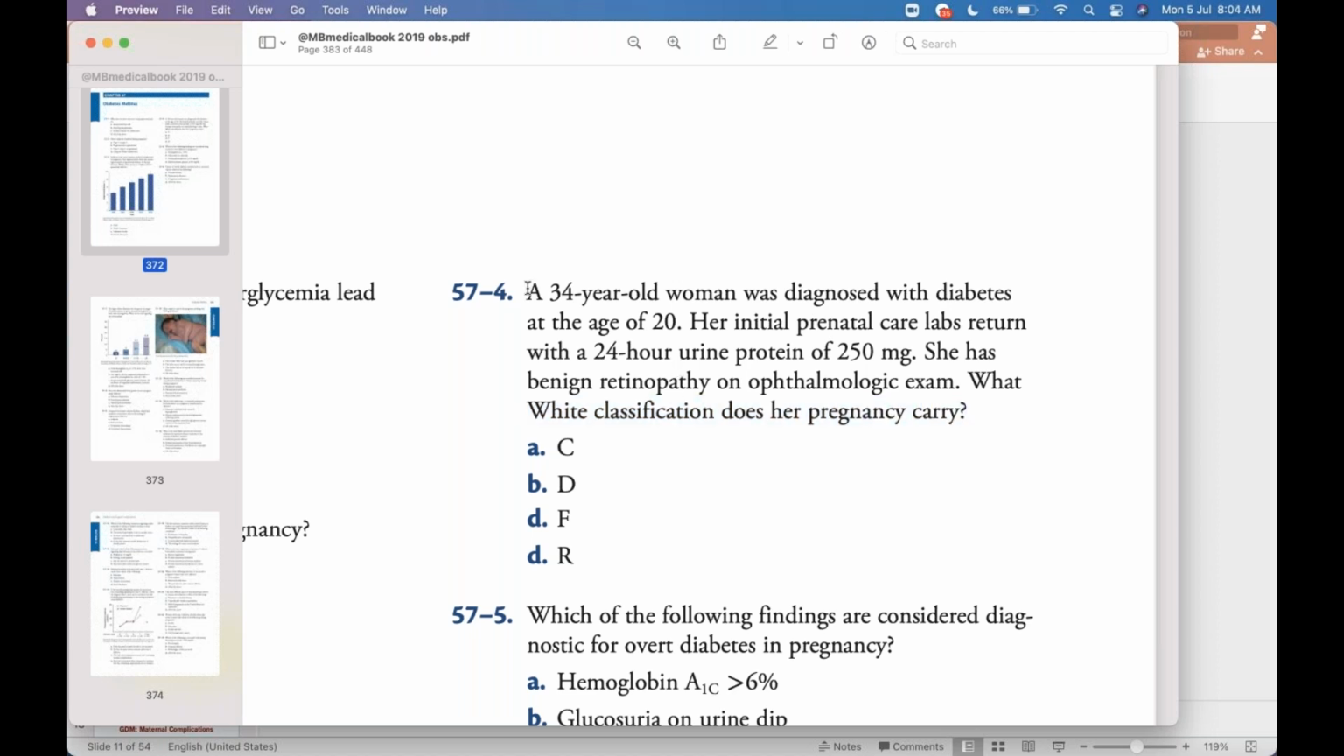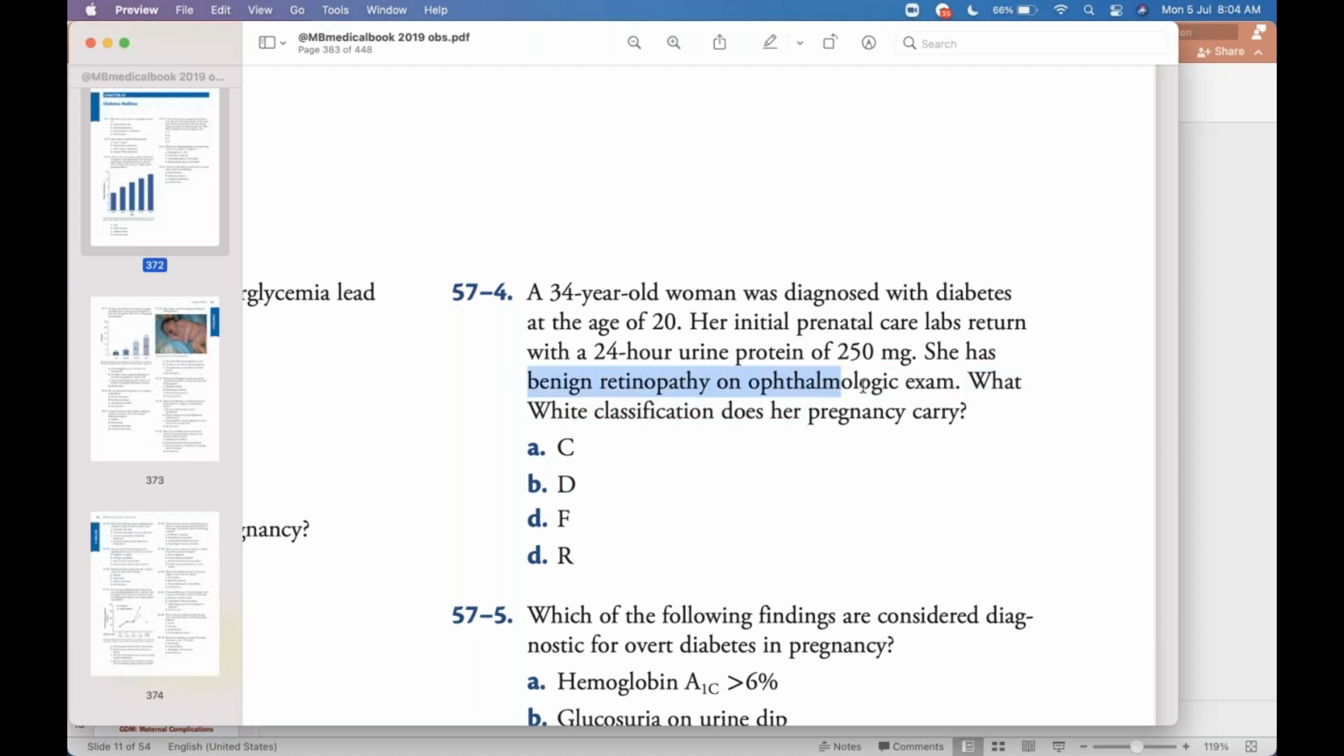You must be knowing. So can anybody answer this question for me? 34th question. A 34-year-old woman diagnosed with diabetes at the age of 20. So you can see that there are 14 years of diabetes. She has long-standing diabetes. Her 24-hour urine protein is 250, which is not more; 300 milligram is the cutoff. But she has benign retinopathy on ophthalmologic examination. Now, which White classification does her pregnancy carry? Can anybody mention this to me? No. So this answer is D.